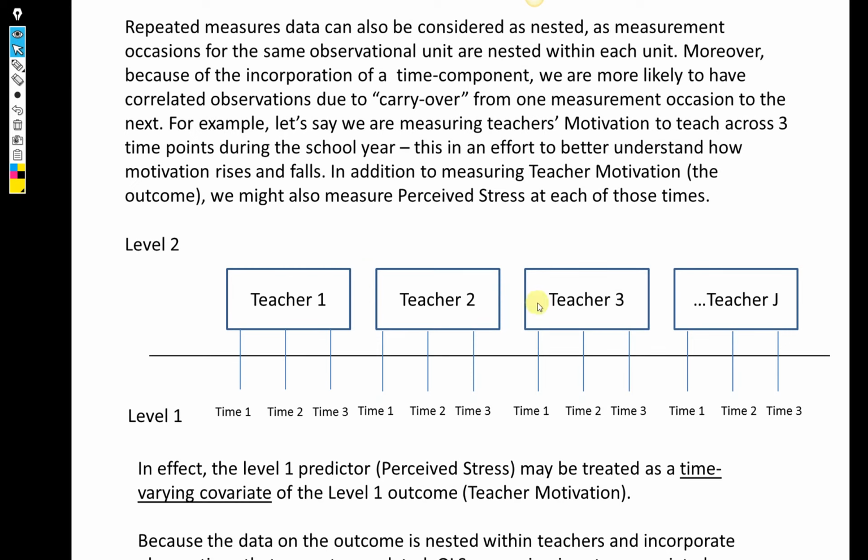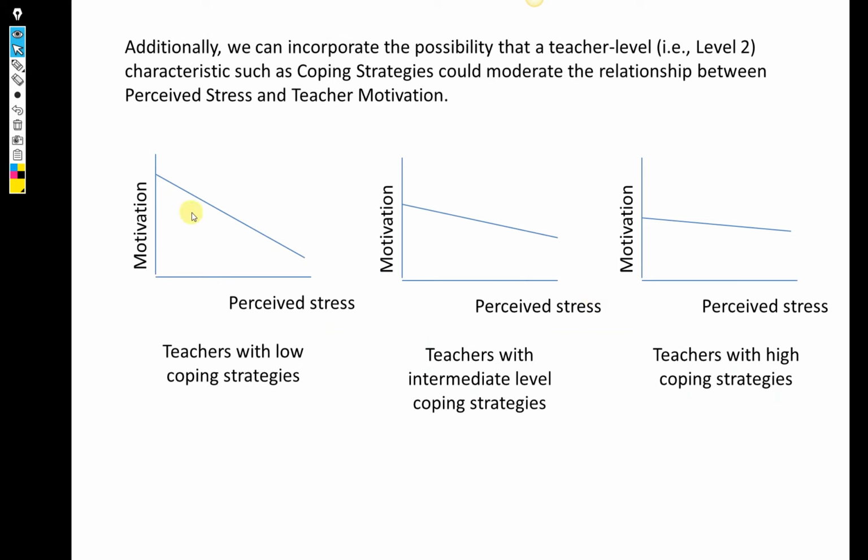But basically, if you think about perceived stress, this is probably theoretically a little bit more in tune with what we would expect. So if you can imagine teachers with low coping strategies, probably they might have lower motivation to teach in general, but then as stress gets higher and higher, you have some decrease in motivation. Whereas teachers with intermediate level coping strategies, maybe at low stress they have a little bit higher motivation, and then the stress kind of also reduces.